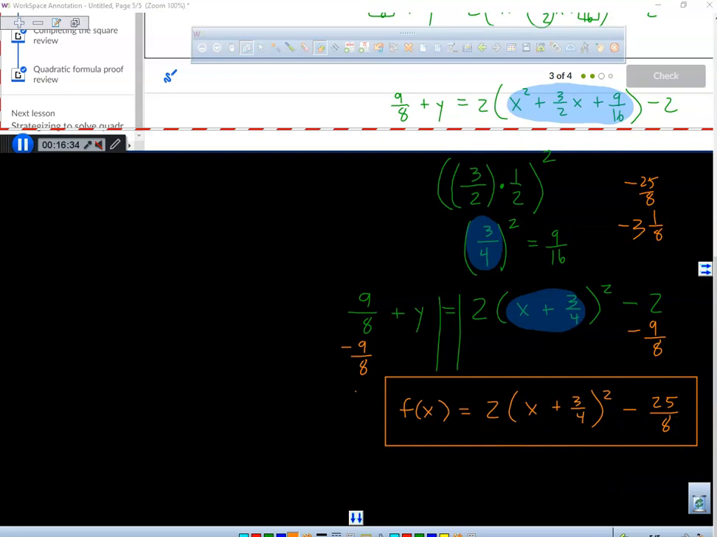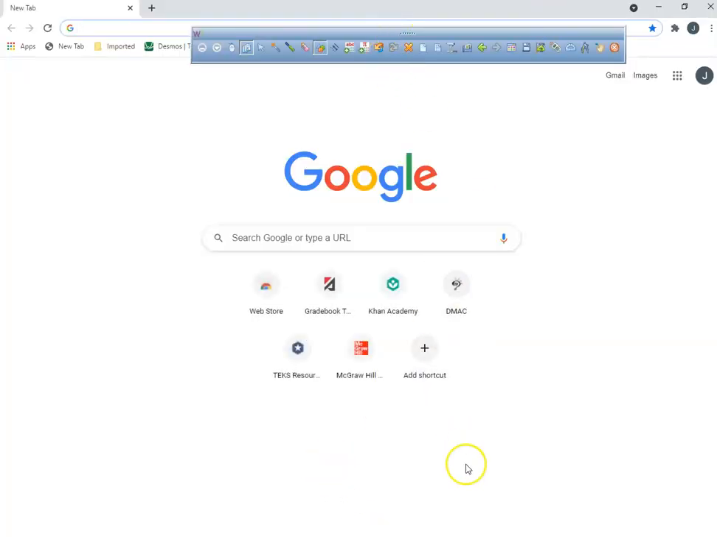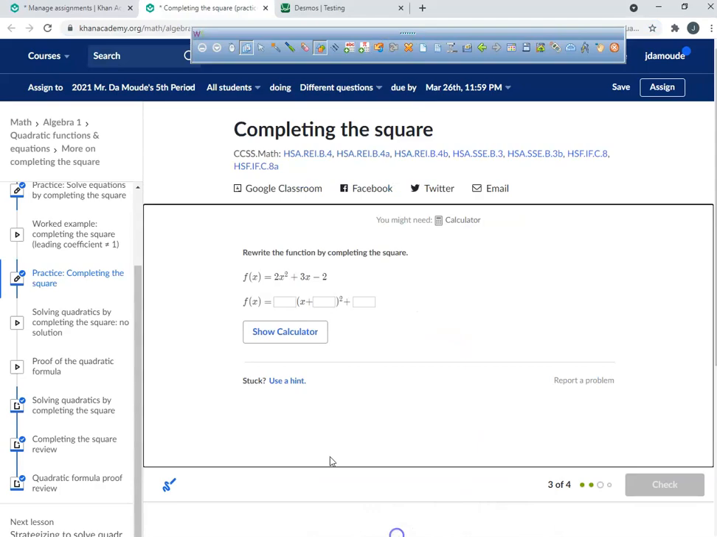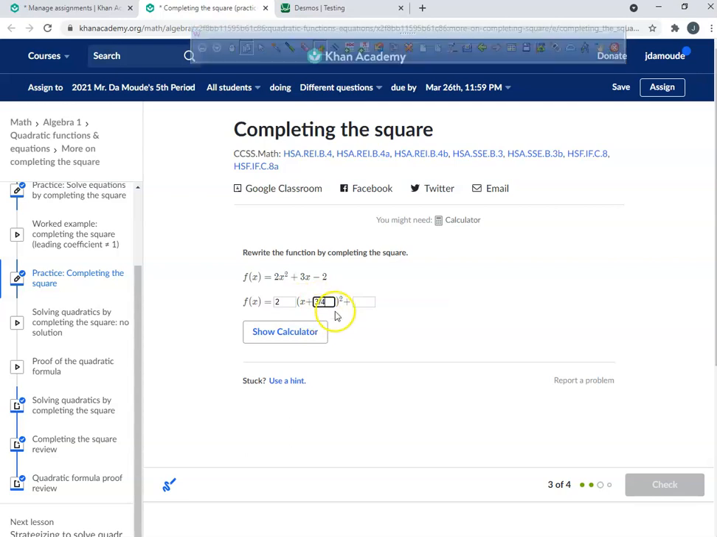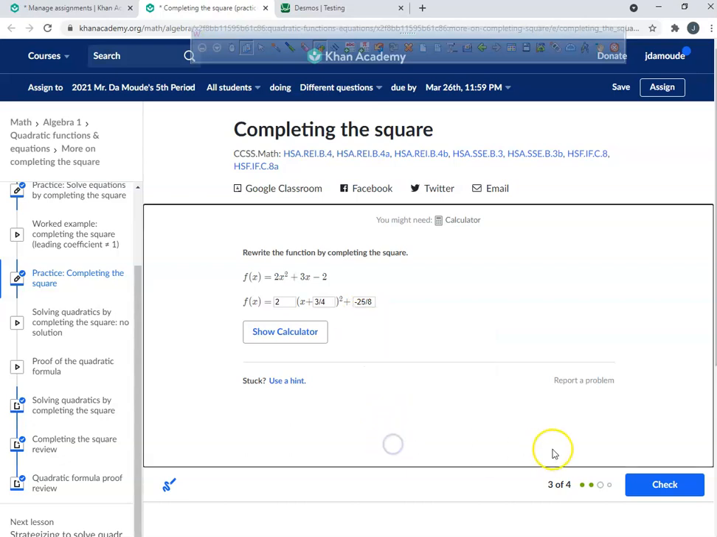I'm going to go over here. We're going to type it in. Oop, wrong one. What number did I put here? A 2. What number did we put here? Was it 3 over 4? 3 over 4. And then this was a negative 25 over an 8. Okay?